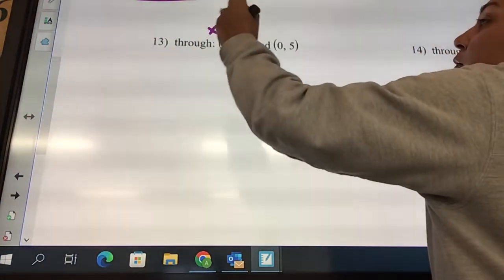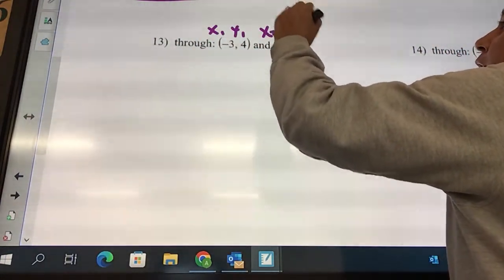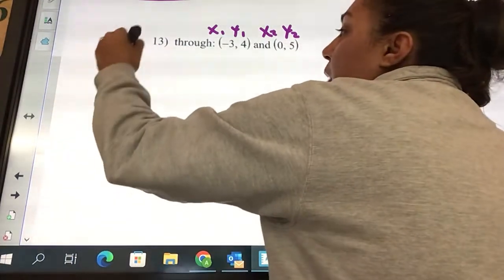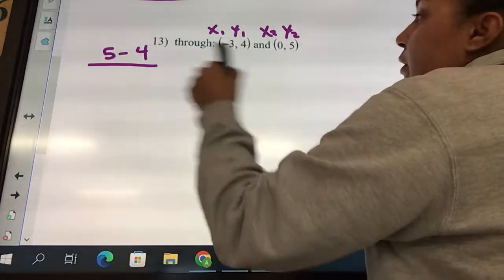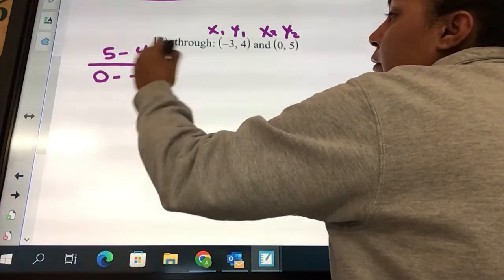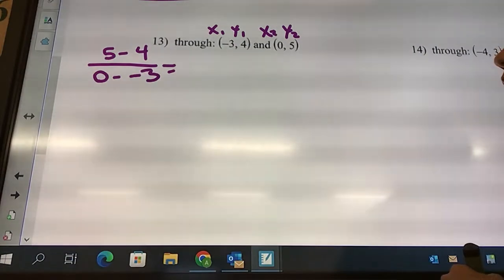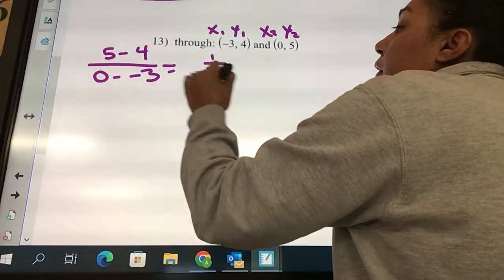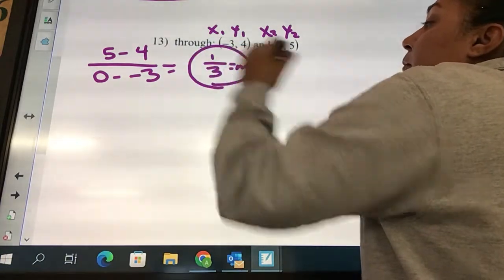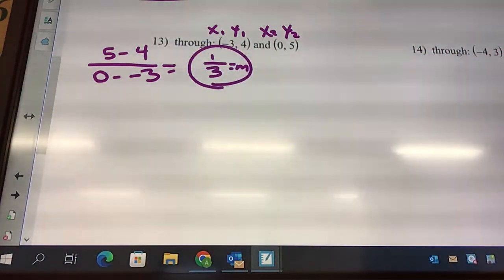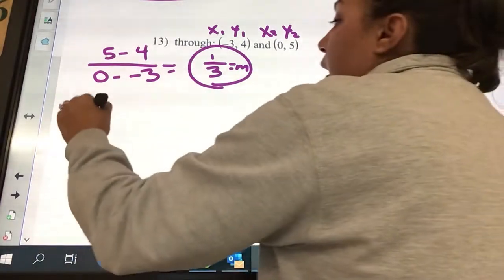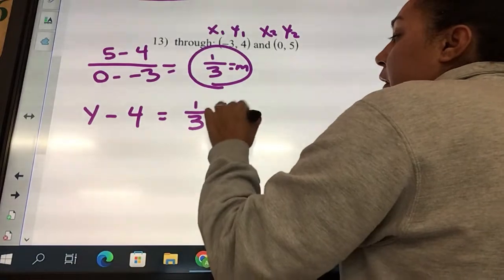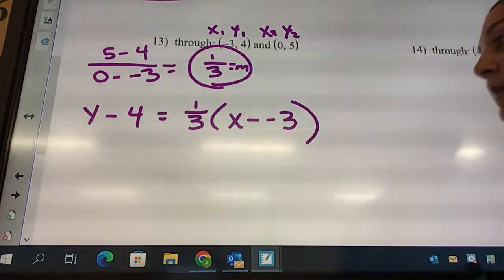Okay, x1, y1, x2, y2. Okay, so it's going to be 5 minus 4 over 0 minus -3. Okay, and so you're going to get 1/3. And that's my m. Okay, so it's going to look like this. Y minus 4 equals 1 over 3, x minus -3.